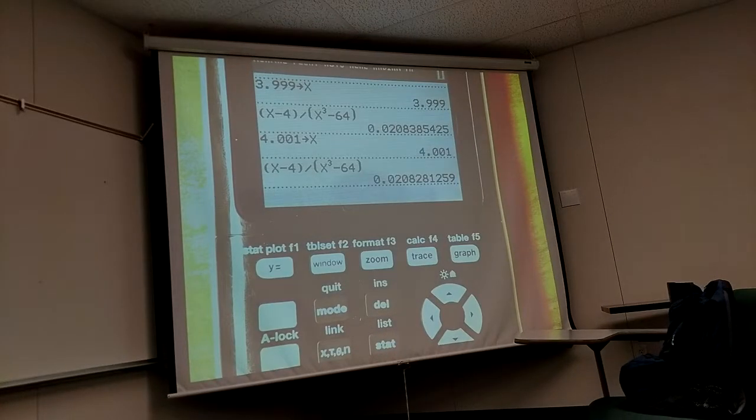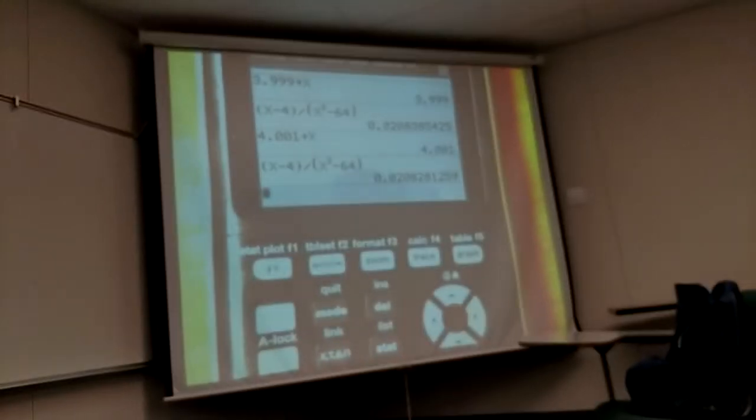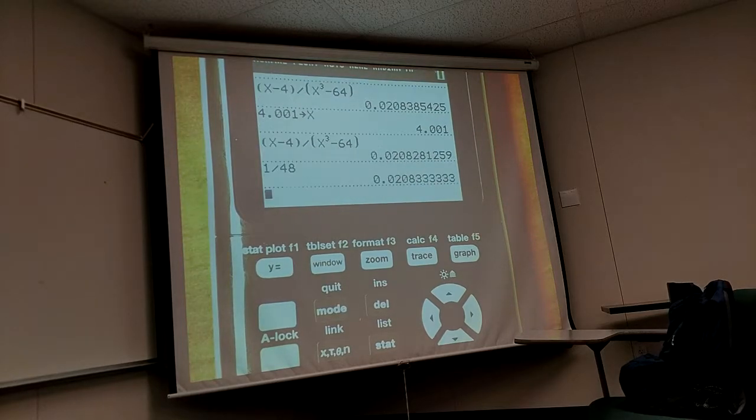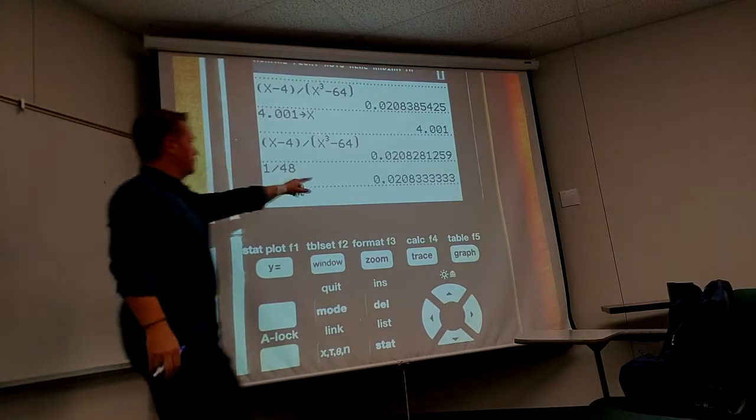If I can do an algebraic thing to this to simplify it, I might be able to remove the problem. Bam! The problem was I got 0 over 0. I don't know what that is. Killed the problem. Now I know what it is. What do you get when you plug a 4 in? 16 plus 16 plus 16. What is 1 divided by 48? Yeah? So our by hand guess was really good.